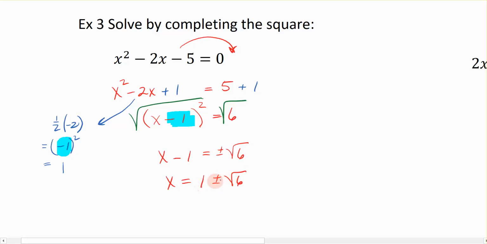Again, I can get a decimal answer if I take 1, add it to the decimal value of the square root of 6, or 1 minus the square root of 6. This is the exact answer, and a decimal answer would simply be an approximate answer. So there's my two solutions for my quadratic.